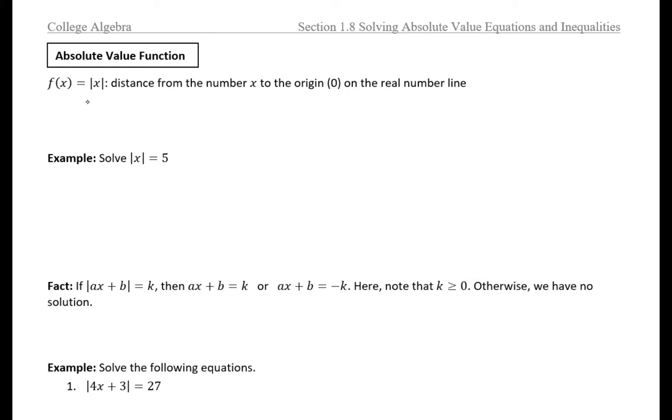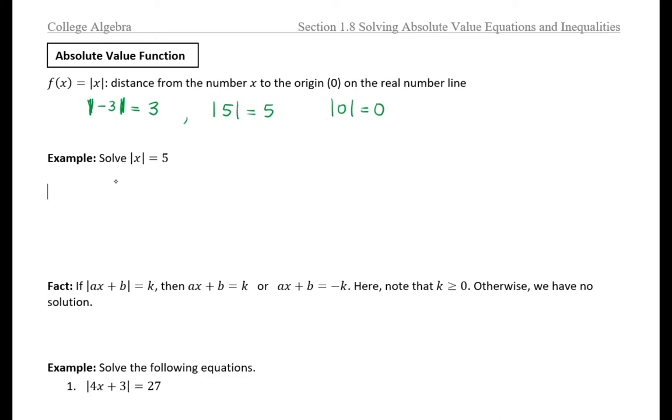For example, when we say absolute value of -3, using two vertical bars, we just mean the distance from -3 to the origin, which is 3. Or when we say absolute value of 5, we mean the distance from 5 to the origin, which is 5. So the outcome of the absolute value is always positive, or at least 0, because the absolute value of 0 is simply 0, the distance from 0 to itself.